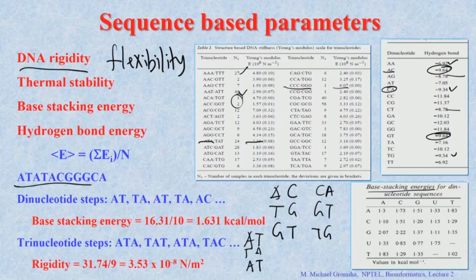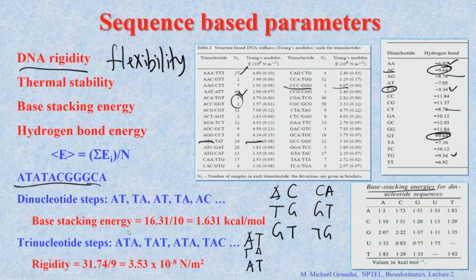Now, if you have a sequence, how do you calculate the average property of any DNA sequence? That is the question. I will explain with two examples, one with rigidity and one with base stacking energy. If we take this sequence ATATACGGGCA, we need to divide it into overlapping segments. Data are known for the trinucleotides, so we can classify it into overlapping segments. What are the different overlapping segments?